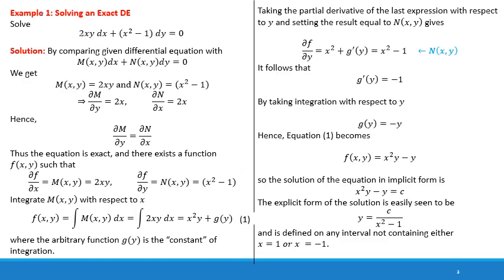In this example, we will solve an exact differential equation. We have this differential equation. By comparing the given differential equation with this general form of exact differential equation, we can observe that function M is equal to 2xy, this one, and function N is equal to x square minus y, this one.